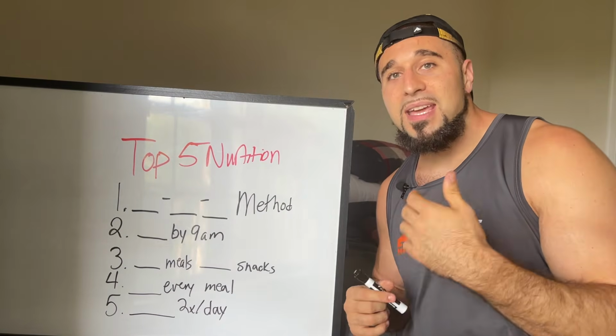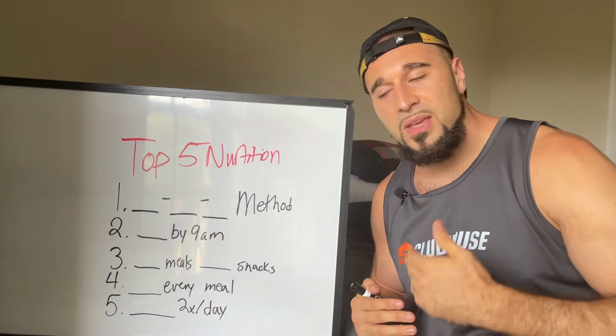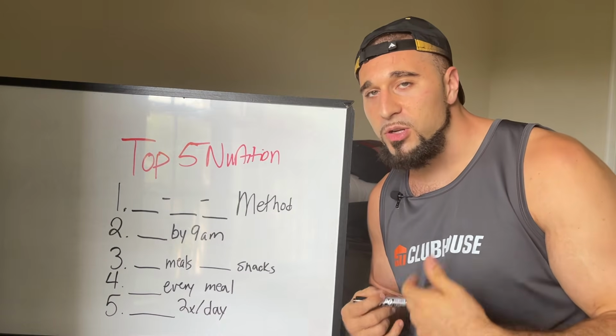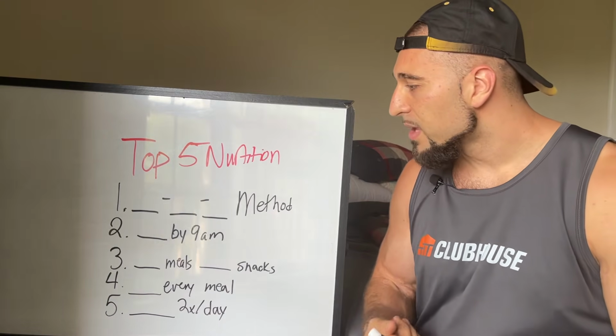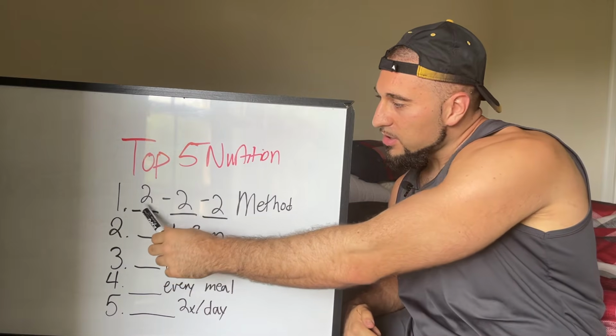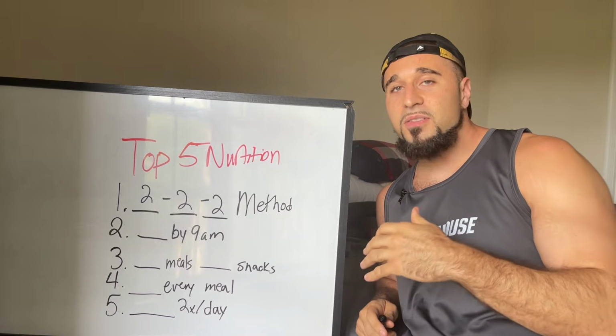No matter how many calories out you have, if you can't control the calories in, you're not ever going to be able to get this equation working out in the right way to help you get into a calorie deficit. So the top 5 things you can do. The first one is something I call the 2-2-2 method. And I've done this with a lot of Clubhouse members.